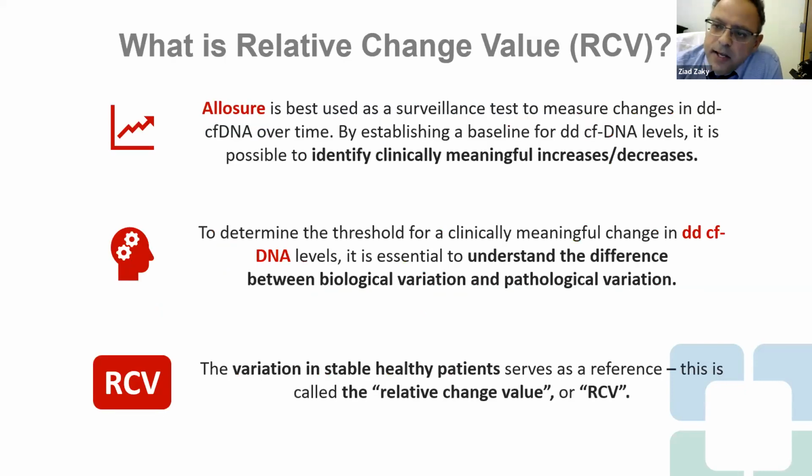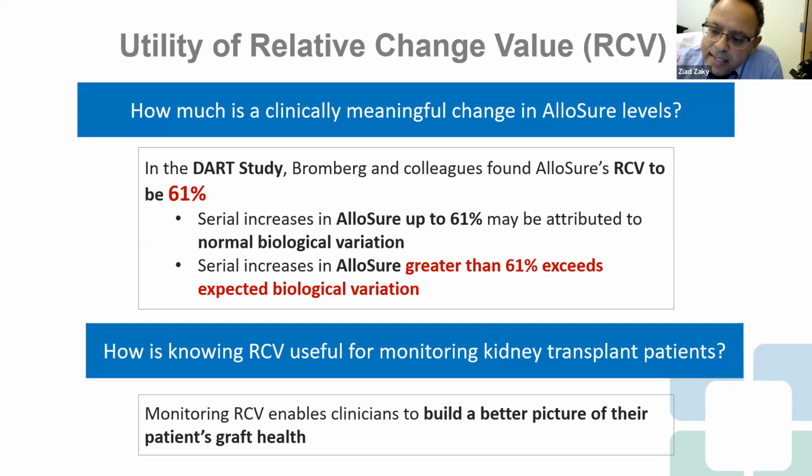So what is RCV? It's a relative change value. As I mentioned earlier, there's a normal biologic variation of the cell-free DNA and the donor's cell-free DNA. So what about patients who have an increase in the donor cell-free DNA that is still less than 1%, but for example increased from 0.2 to 0.8? In the DART study, we found that those patients who had an increase of 61% from the baseline, even though they are less than the 1% threshold, it still was significant and necessitated biopsy, and there is quite a bit of inflammation in these biopsies.